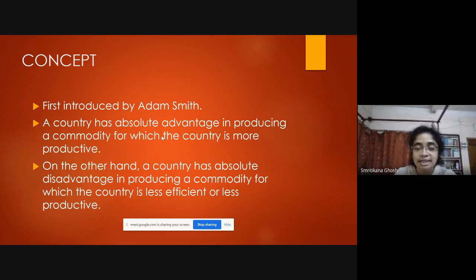Similarly, we can say a country has absolute disadvantage over a commodity for which it is producing relatively less. That means it is less productive for that commodity. Okay, so this is the concept of absolute advantage. Now I am going to an example.